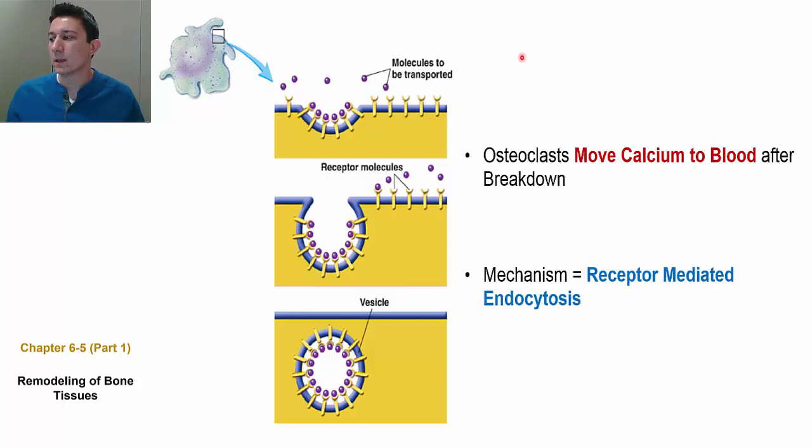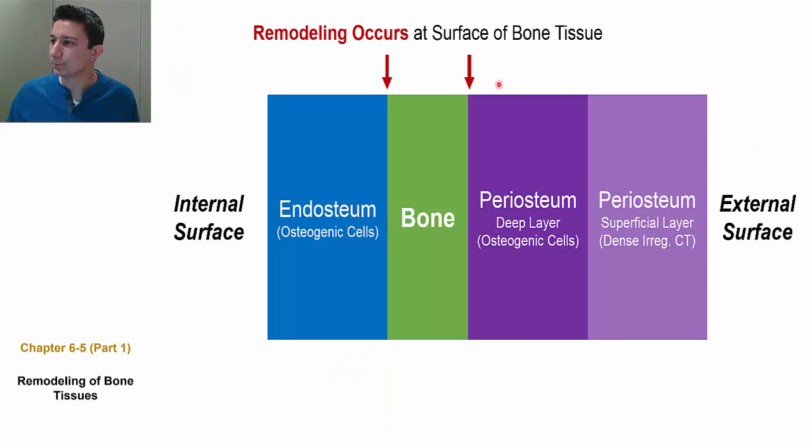And so the osteoclasts use a mechanism that we explored in Chapter 3 called receptor-mediated endocytosis. So remember that this was a form of active transport that requires ATP. But basically the osteoclast uses these receptor proteins on its plasma membrane to gather the molecule to be transported, in this case, calcium. So it uses these receptors to concentrate calcium in a vesicle, and then it moves the calcium through the cell, and it dumps the calcium into the bloodstream.